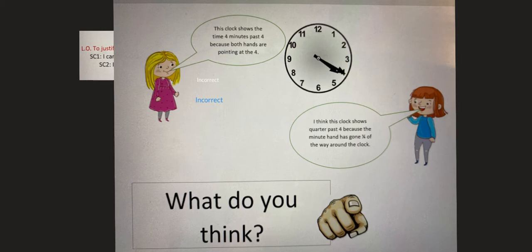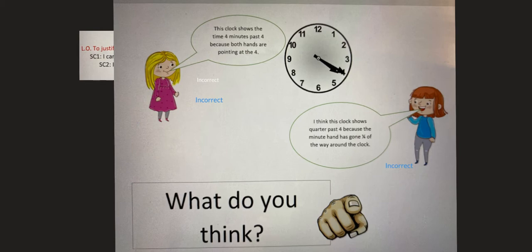That means that she's not right. Let's have a think about this child over here. She's saying that it's showing 4:15 because the minute hand has gone a quarter of the way round the clock. Is she correct or is she incorrect? Well done, she is incorrect. So we're going to write that she is incorrect as well. Okay, so now we need to give some more information. We need to try to explain to these children why they are wrong, and we need to use some evidence.